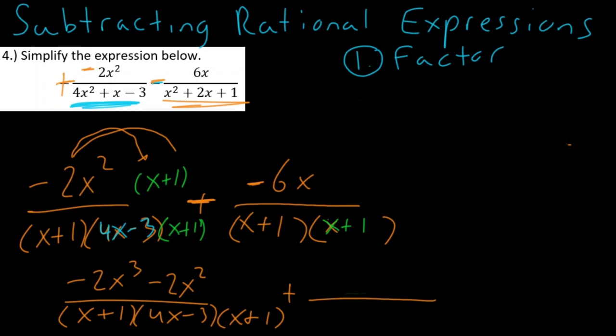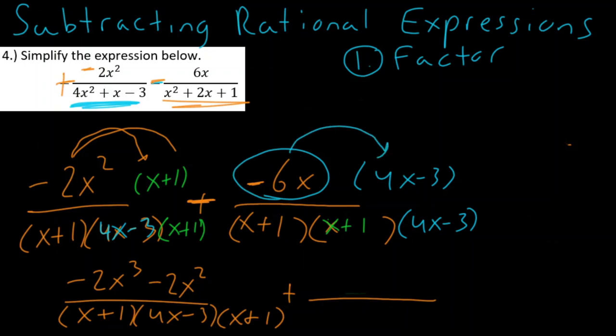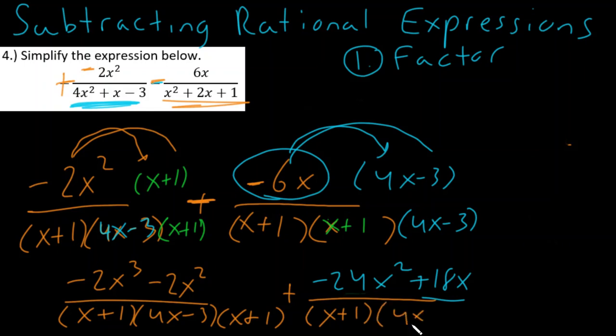The one thing that I'm missing over here is a 4x minus 3, which I'll be multiplying the top by. Now that I've recognized that that's actually a negative number, negative 6x times 4 is negative 24x squared, and negative 6x times negative 3 is plus 18x. Awesome. On the bottom, of course, we have our same factors, x plus 1, 4x minus 3, and an x plus 1.